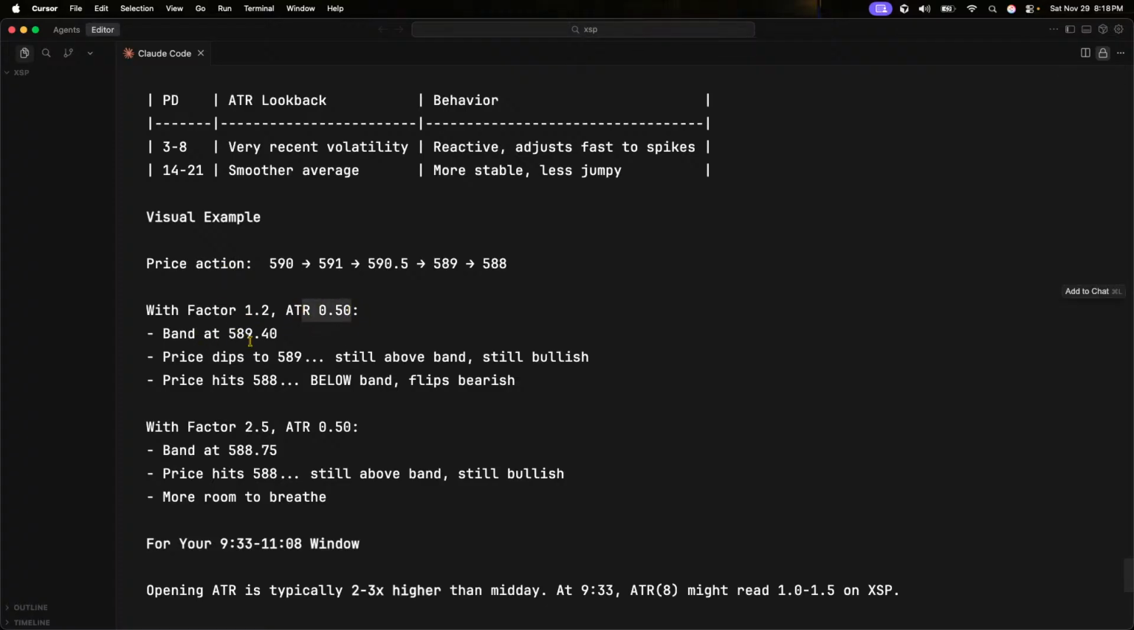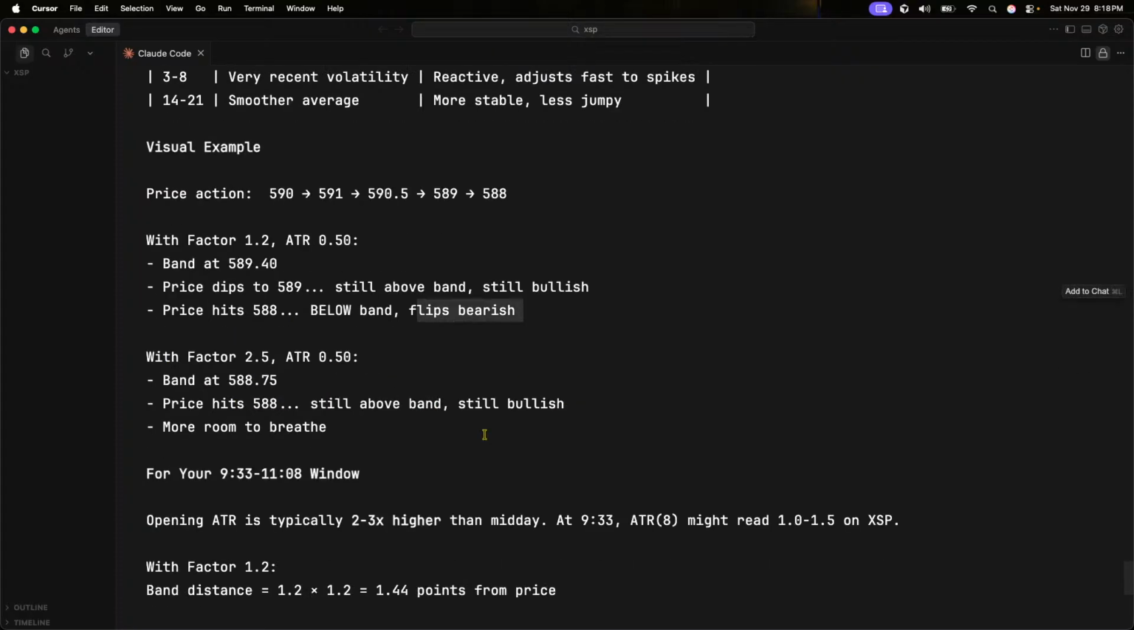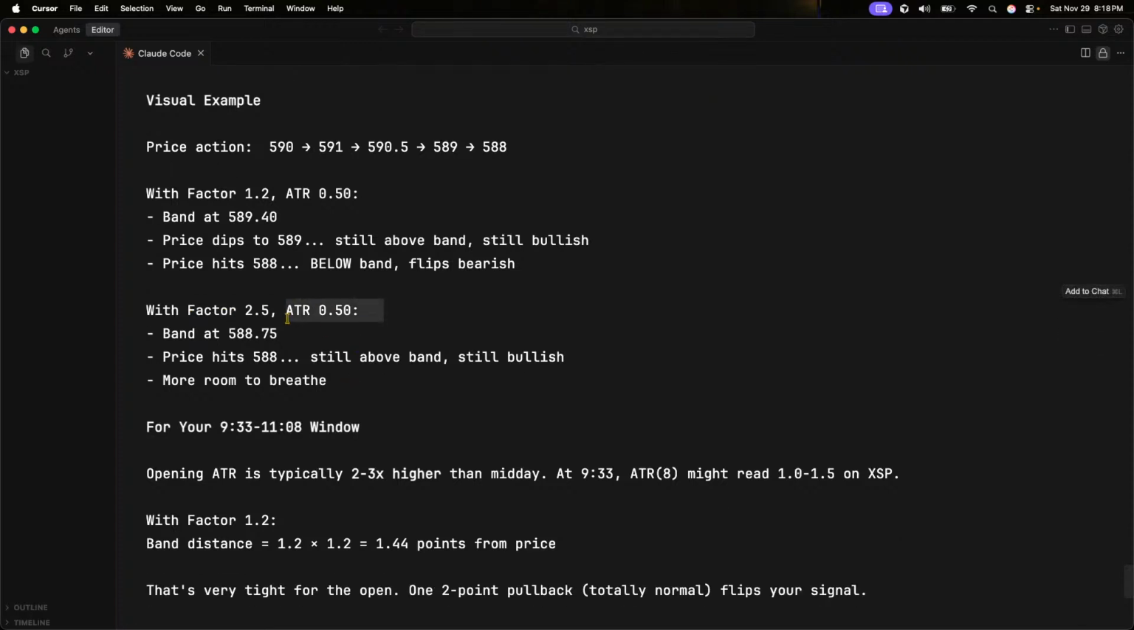Band at 589, price dips to 589, still above the band, still bullish. If the price hits 588, below the band, it flips to bearish. With a factor of 2.5 and ATR 0.5, the band is at 588.75. Price hits 588, still above the band, still bullish, more room to breathe.